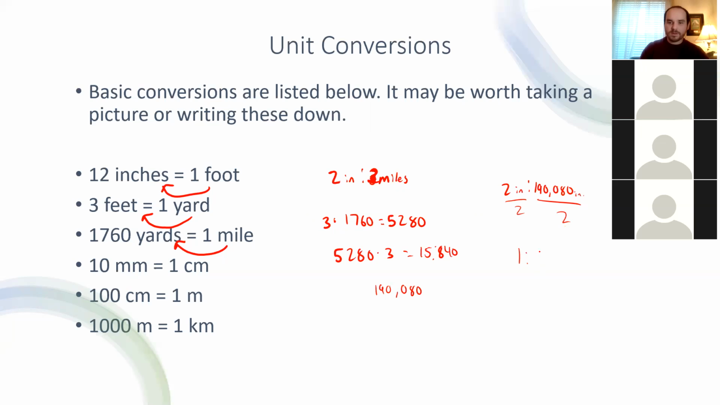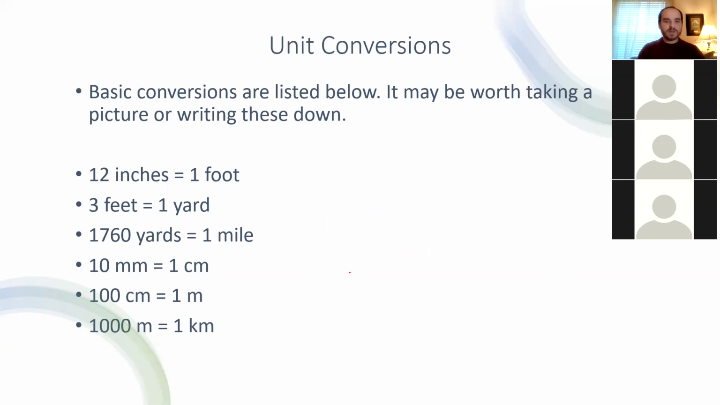I hit divided by 5. 95,040. So this one has a much bigger scale than the previous example. But does everybody get how we're doing that? We're just multiplying by whatever the number is on the left.